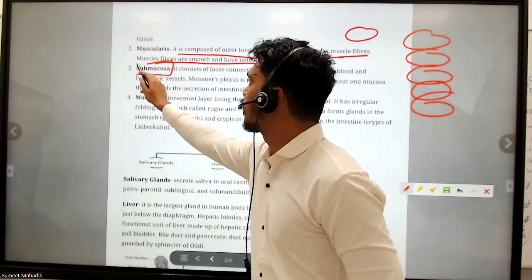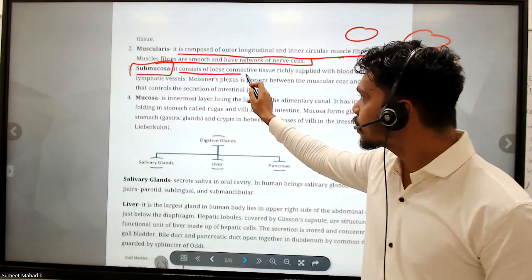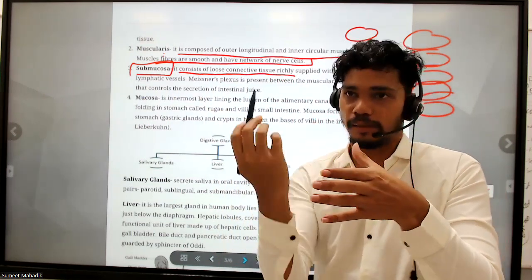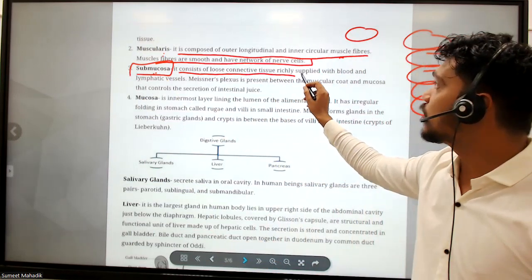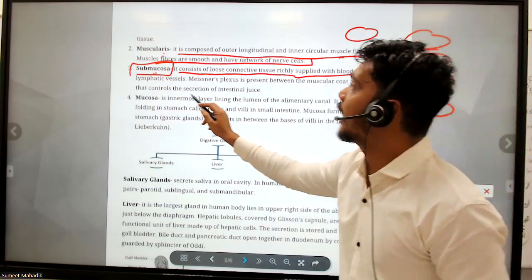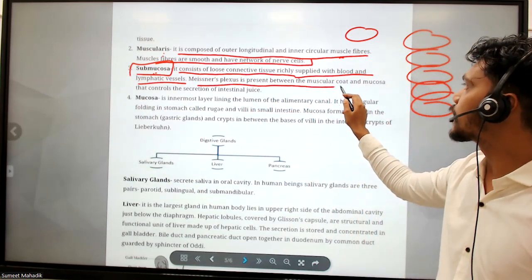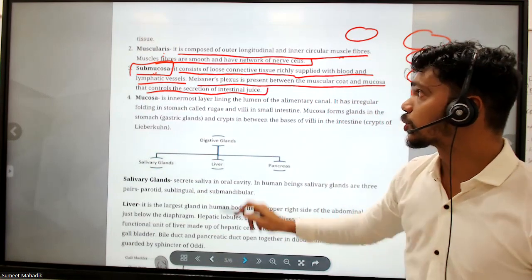Now, submucosa. Don't read it as samosa. It consists of loose connective tissue. Why? Vascular is a connective tissue which is a little bit rigid. Now, this is a loose connective tissue, richly supplied with blood and lymphatic vessels. Now, a plexus is present between the muscular coat and mucosa that controls the secretion of the intestinal juice.